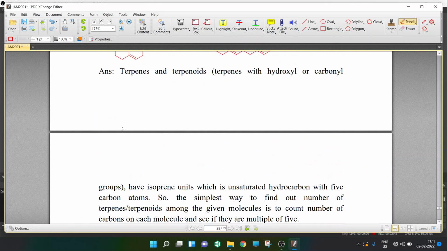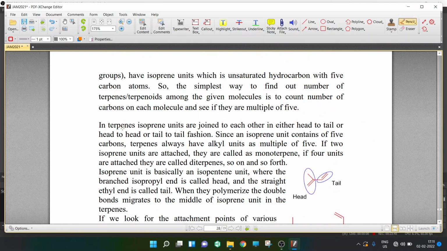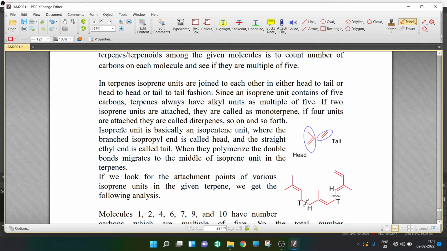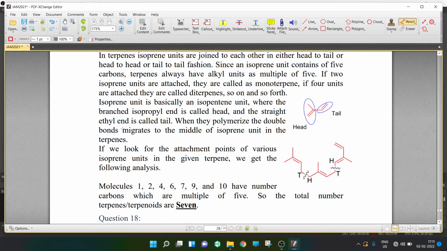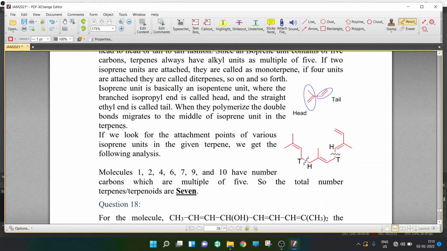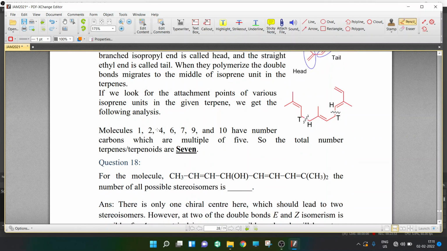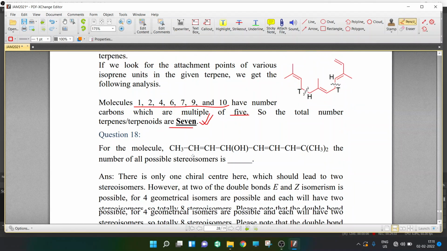You can go and read slowly. I have explained in great detail what is the meaning of head to head, what is the meaning of head to tail, things like that. So total molecules 1, 2, 4, 6, 7, 9 and 10, they all have a multiple of 5. So they are terpenes or terpenoids. So the total number is 7.